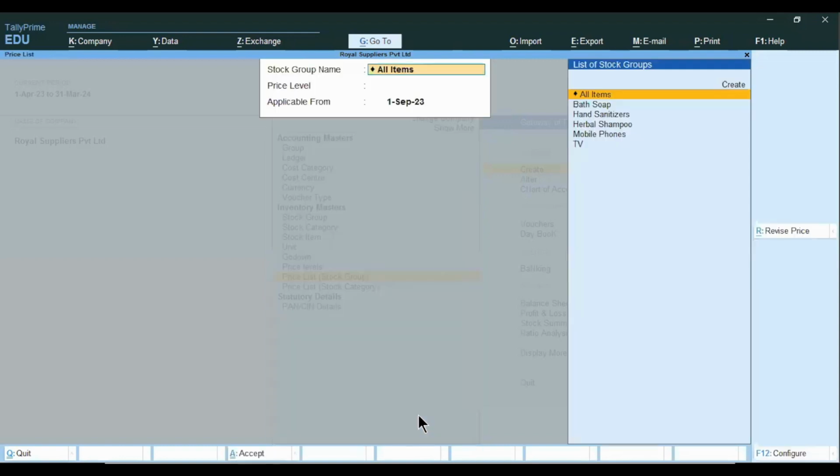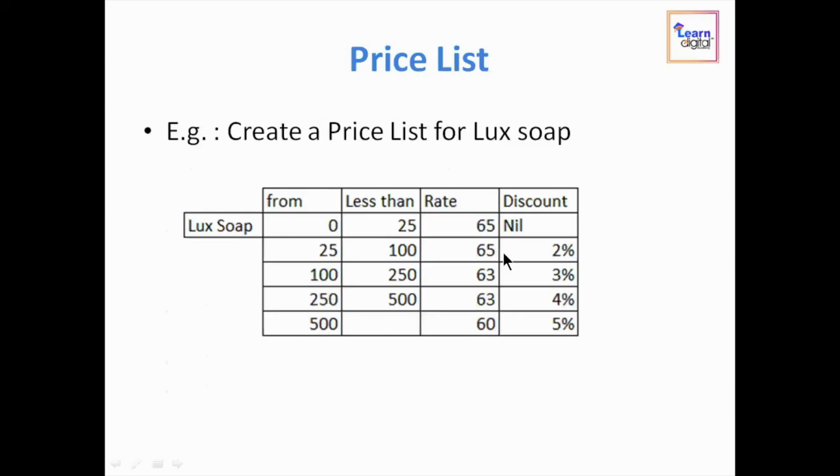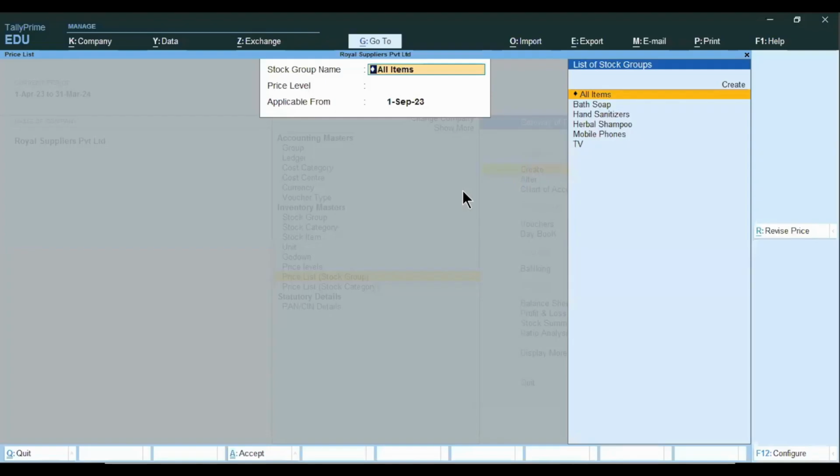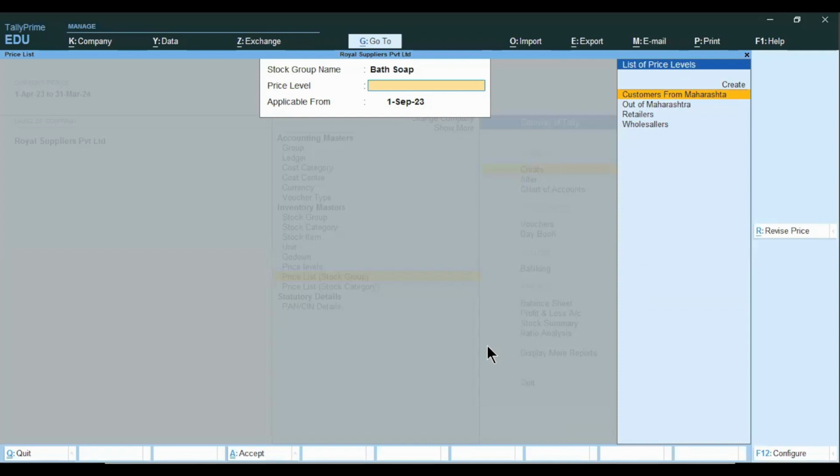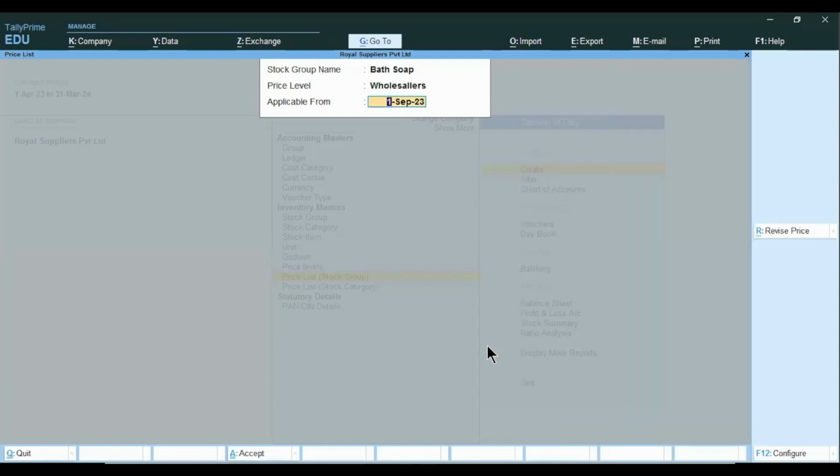So price list, and as per our example, we have the price list for Lux soap. Lux soap is from the group bath soap. So I'm selecting the group name as bath soap. We have the list of all the groups on the right hand side. Select the group name, then the price level for what type of customers we are creating. Suppose we are creating it for wholesalers, then applicable from which date this price level will get applicable.